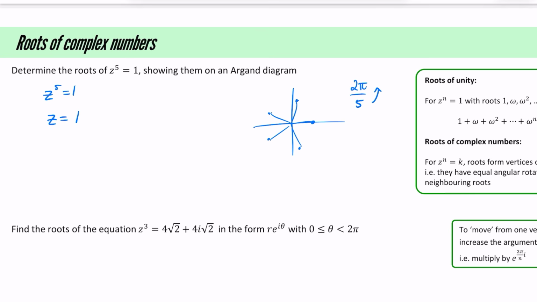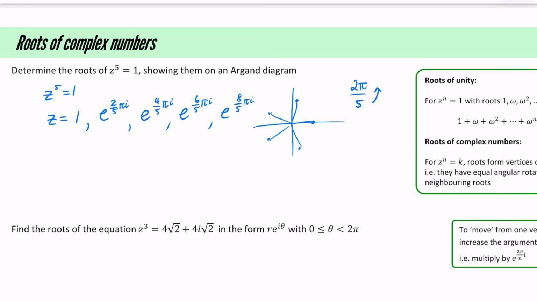The first one is like e to the power of 0 i, we're just going to call it 1. So the next one, when we multiply it by e to the 2 pi over 5 i, is e to the 2 over 5 pi i. The next one would be e to the 4 over 5 pi i, e to the 6 over 5 pi i, and then e to the 8 over 5 pi i. If we multiplied again by e to the 2 pi over 5 i, we would get e to the 10 over 5 pi i.